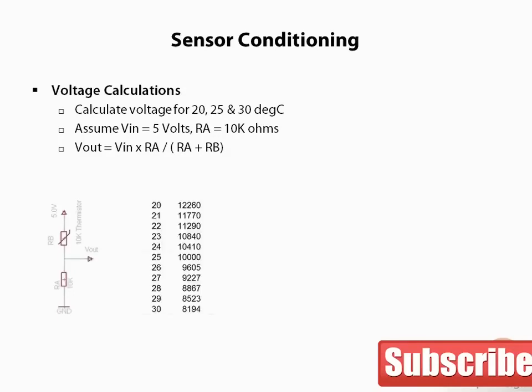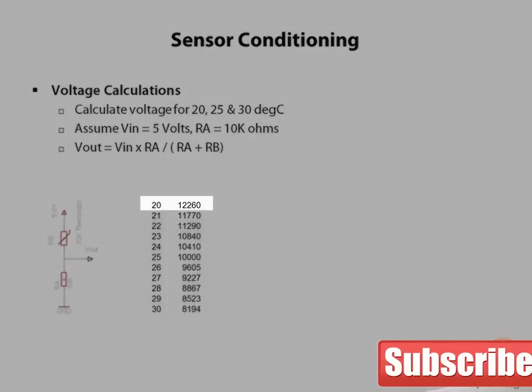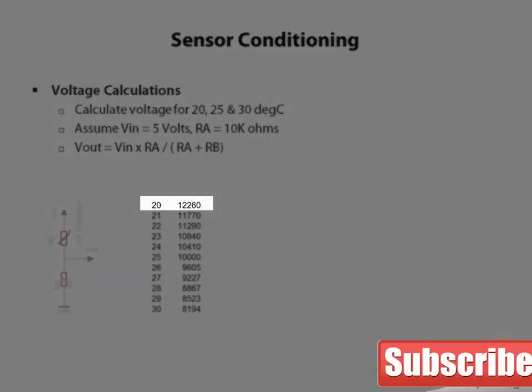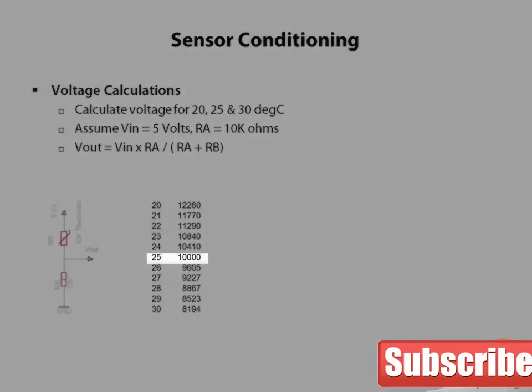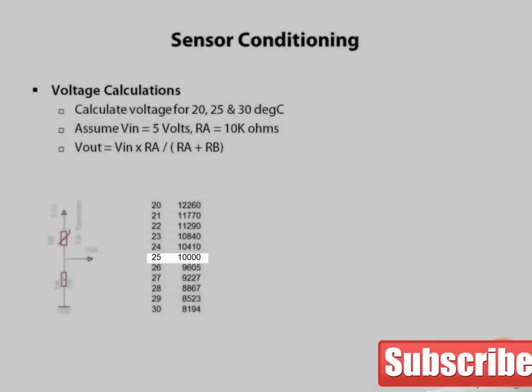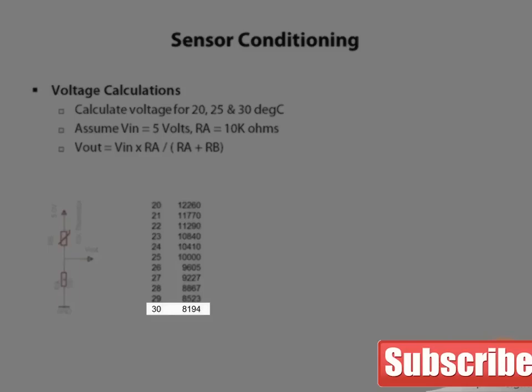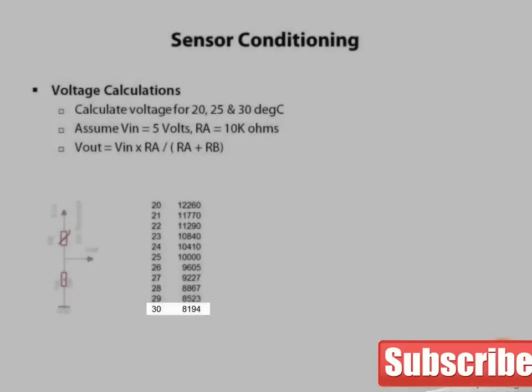The resistance versus temperature in tabular format for this range is as shown. So we find RB at 20 degrees C is equal to 12,260 ohms, RB at 25 degrees C is equal to 10,000 ohms, and RB at 30 degrees C is equal to 8,194 ohms.